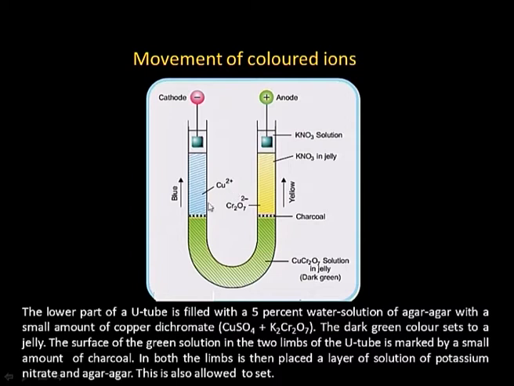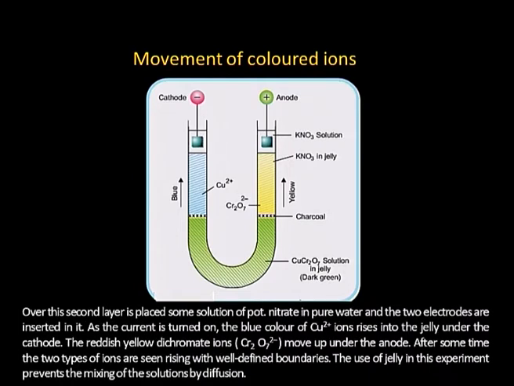The moment you apply a potential, the copper ion will be attracted toward the cathode and the anion will move toward the anode. The boundaries, or the marked charcoal level, are going to be seen going up. So basically it suggests that the ions are indeed moving, which is sufficient to prove that ionic mobility exists, and it is quite visible in these colored pictures.